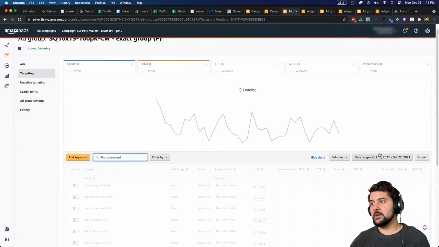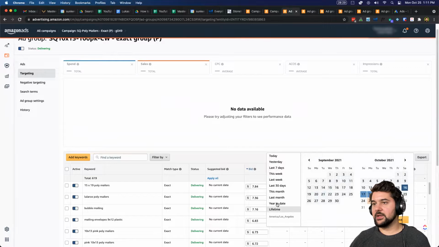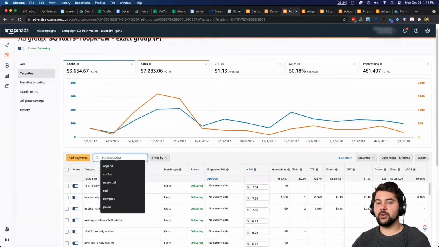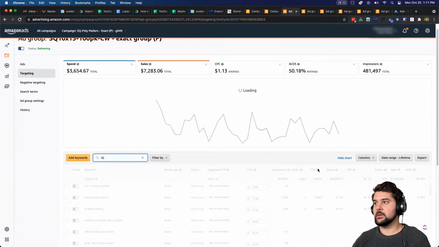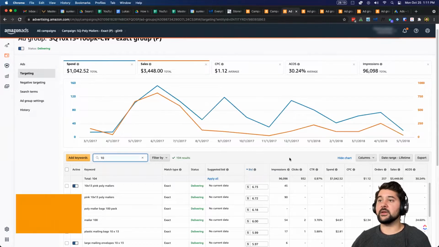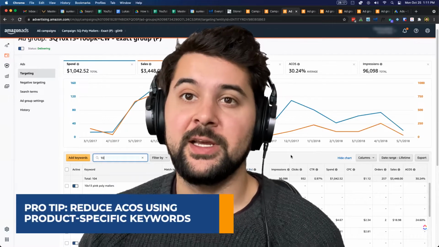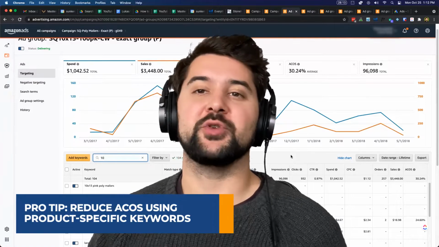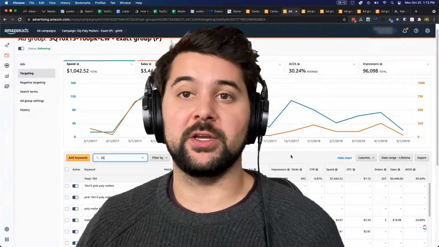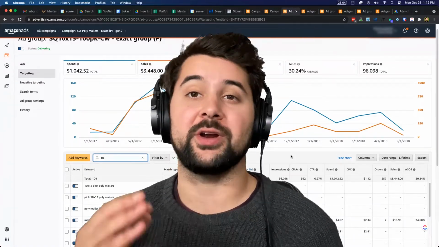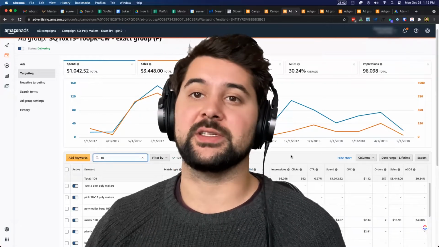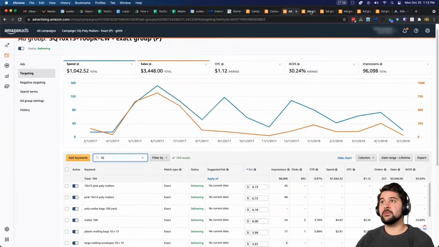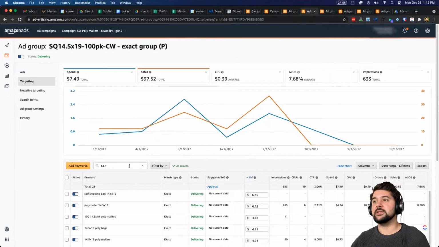If I remove that, let's look at a lifetime date range. If I remove that, we're at an ACOS of 50, but when I add in that 10, ACOS of 30. So a 20 percentage point reduction just for the keywords that include that specific factor. Like if you're selling socks, you might want to introduce a blue sock ad group targeting only the blue sock ads. You can start bids really high there just because it's really relevant. You know that.